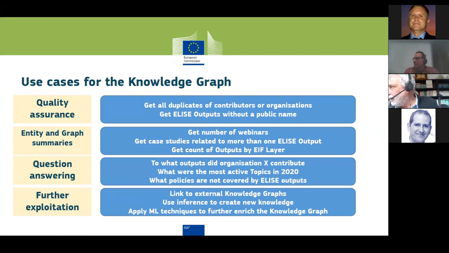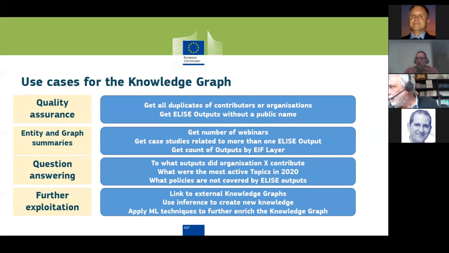of things is the summary of your knowledge graph. That's one of the reasons why we wanted to do this work at this moment in time, because we have the ELISE action where we have a final report and we want to be able to give some interesting information about the outputs of the ELISE ecosystem, of the ELISE universe. So we use the knowledge graph to produce some of those summary numbers. For example, get the number of webinars, get the case studies that relate to more than one ELISE output, get the count of outputs by EIF layer, and so on.